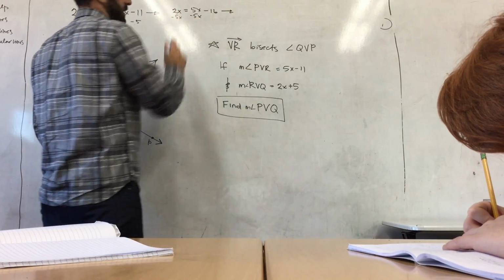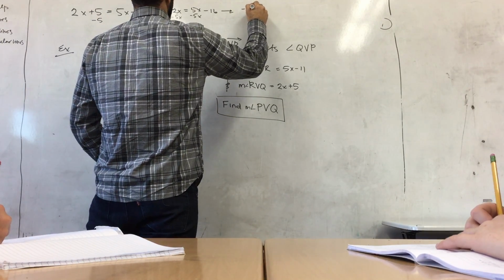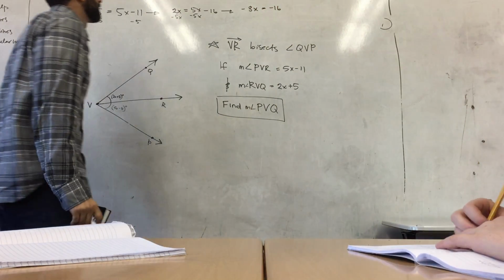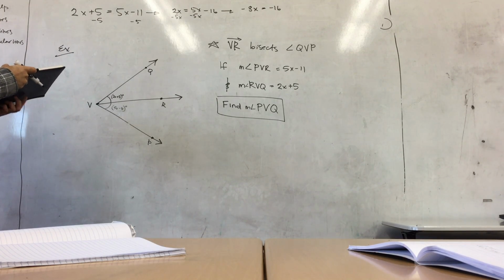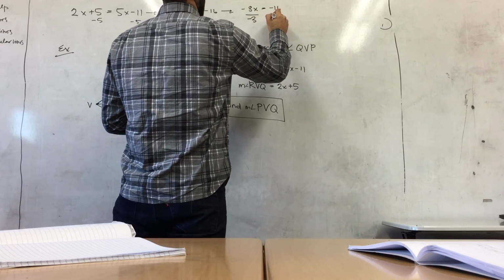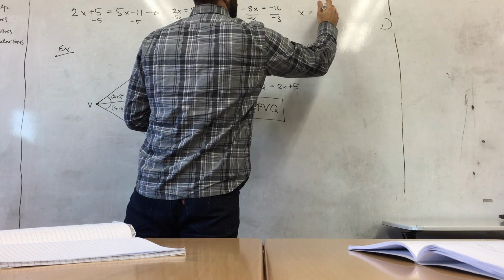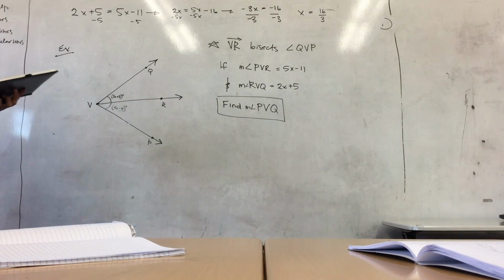All right, and what's 2 minus 5? Negative 3. Okay. Negative 3x equals negative 16. Then divide by negative 3, to get x by itself. No, when you multiply, divide by negative 3. Okay, so this is going to be positive 16 over 3. Would it be negative 16? But we divided by a negative. Oh, right.